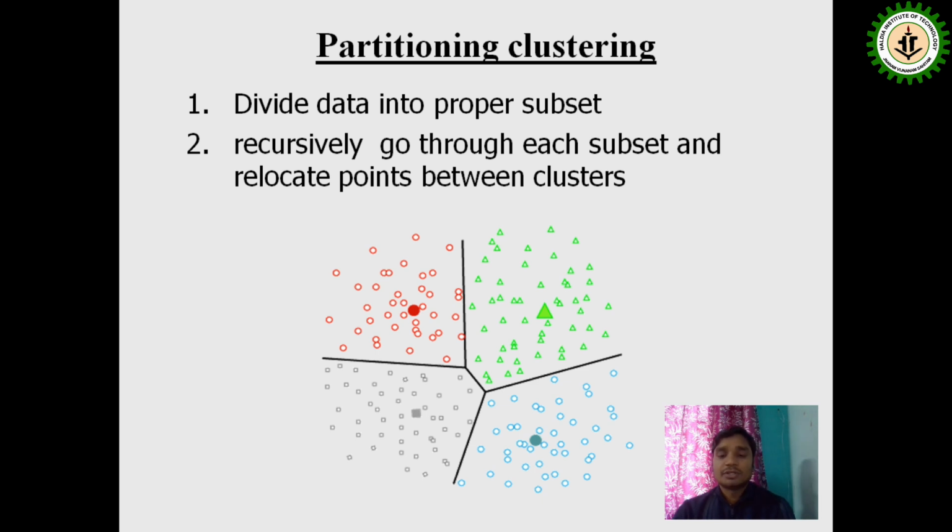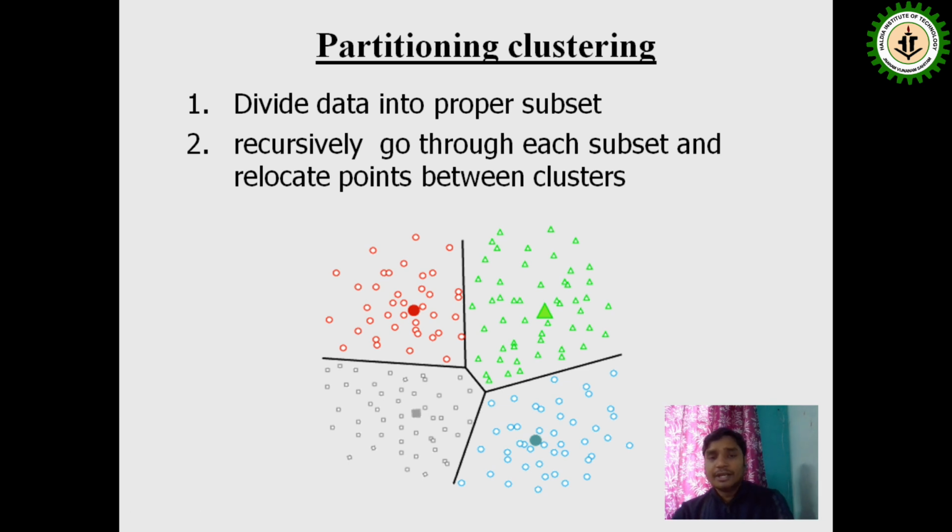The cluster center is created in such a way that the distance between the data points of one cluster is minimum as compared to the other cluster centroids. The data is divided into proper subsets, and it recursively goes through each subset and relocates points between clusters. There are various characteristics, sections, colors and shapes. Then it is called partitioning clustering.